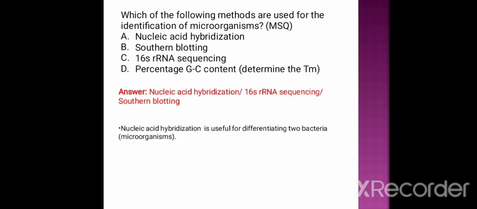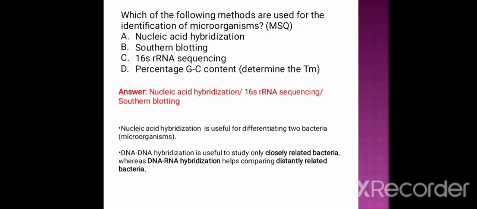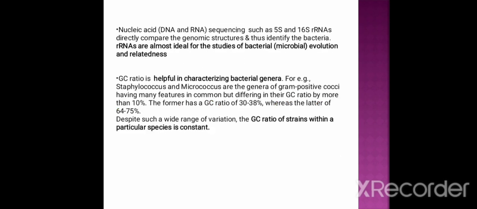Nucleic acid hybridization is useful for differentiating two bacteria. DNA-DNA hybridization is useful to study only closely related bacteria, whereas DNA-RNA hybridization helps in comparing distantly related bacteria. Nucleic acid, that is DNA and RNA sequencing such as 5S and 16S rRNAs, directly compares the genomic structure, thus identifying the bacteria. rRNA is almost ideal for the studies of bacterial, that is microbial, evolution and relatedness.